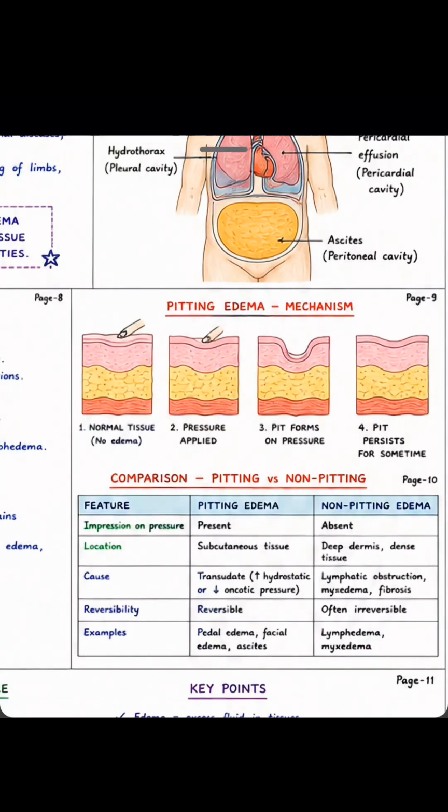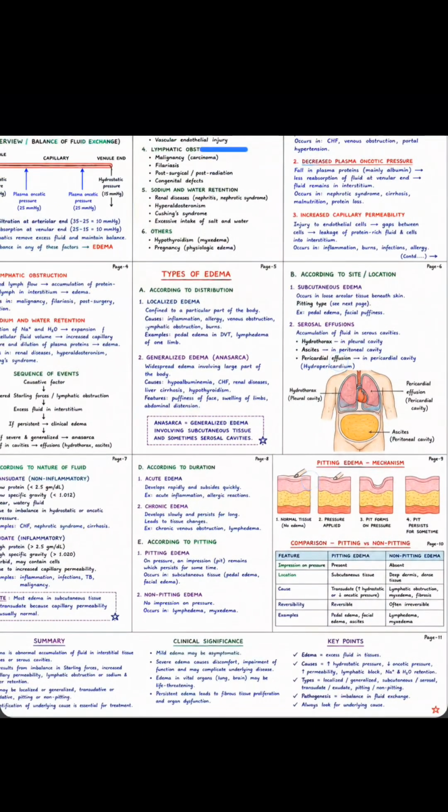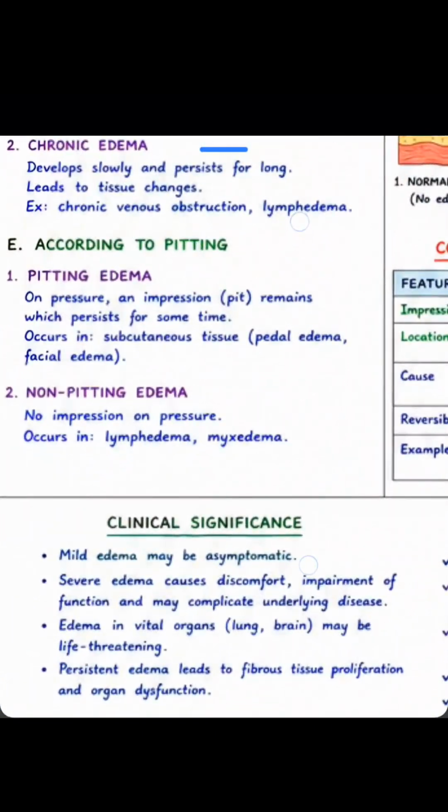Now to wrap up our 10-mark answer structure, let's look at why edema matters clinically. Mild edema may be asymptomatic or cause mild discomfort. Severe edema causes discomfort, impairment of function, and may complicate underlying disease. Edema in a vital organ, lung or brain, may be life-threatening, and persistent edema leads to fibrous tissue proliferation and organ dysfunction.